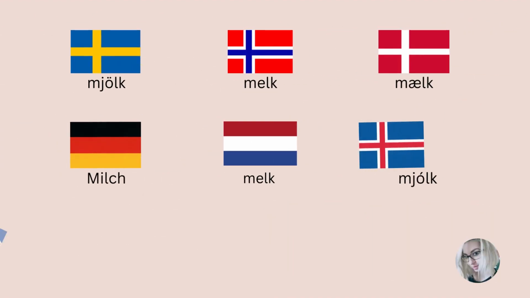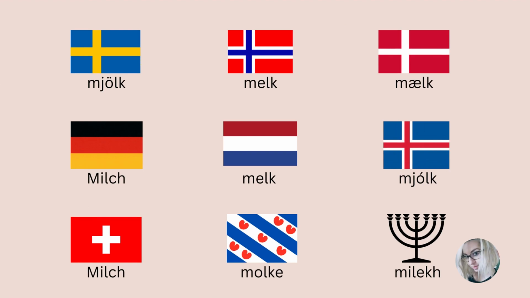Okay, so moving on, we have the word milk, and you can see here a couple of forms. You have Milch, for example, so German, Swiss German, Molke in Frisian, milk in Dutch, mjölk in Icelandic, milk in Danish, melk in Norwegian, and mjölk in Swedish. It is a Proto-Germanic form, meluk, from a Proto-Indo-European word meaning to milk or to stroke an animal in order to get milk from it.